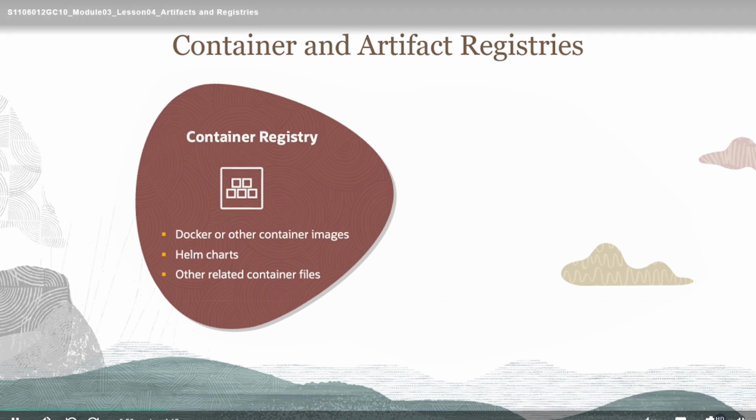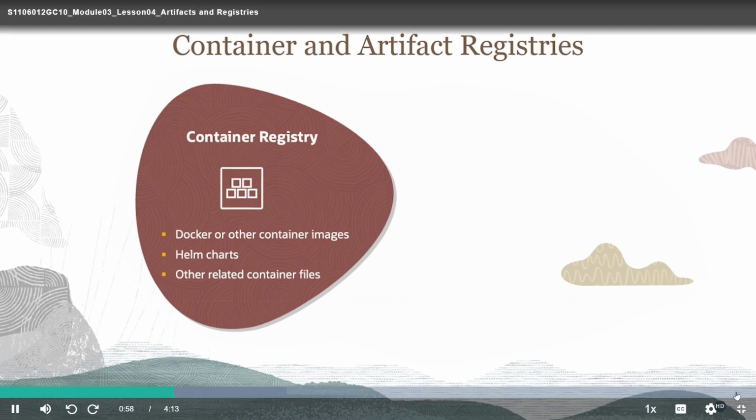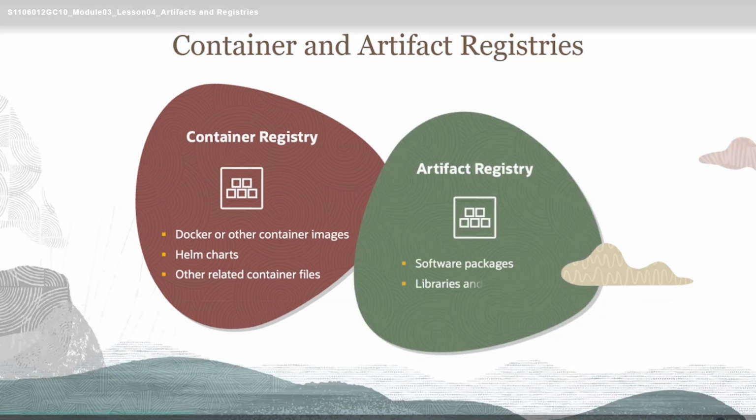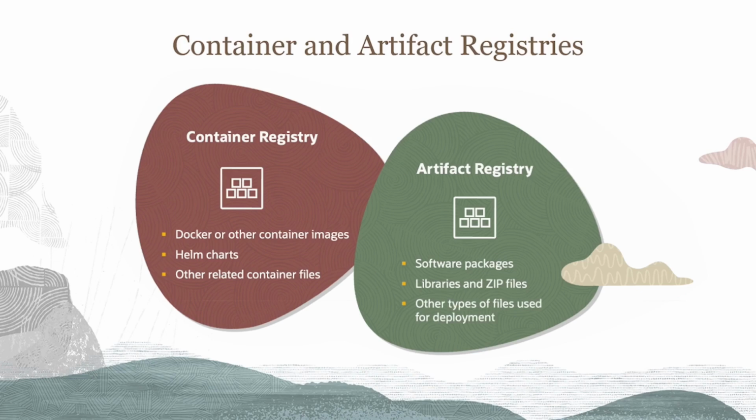Container registry was covered in greater detail in the previous module. So let's discuss the other type of registry, that is the artifact registry. Artifact registry is a placeholder for a software package, library, .zip file, or other types of files used for deploying applications.